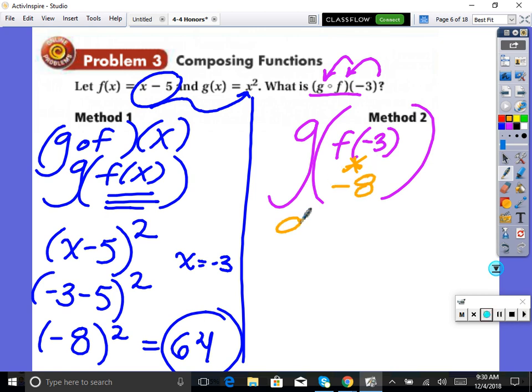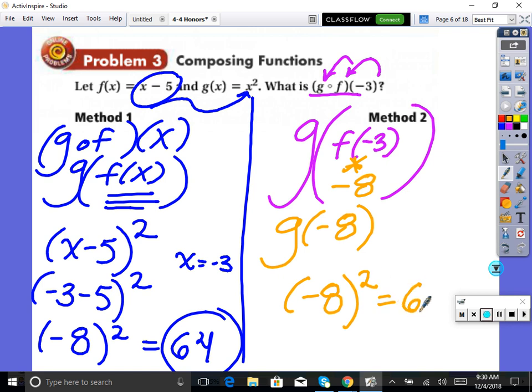So now you're literally asked to find g of negative 8. What does that mean? We take negative 8 and plug it into function g? Yes. So then that'd be negative 8 squared, which is 64. Two different ways of getting there, same answer. The second way is easier, right? Calculate from the inside out.